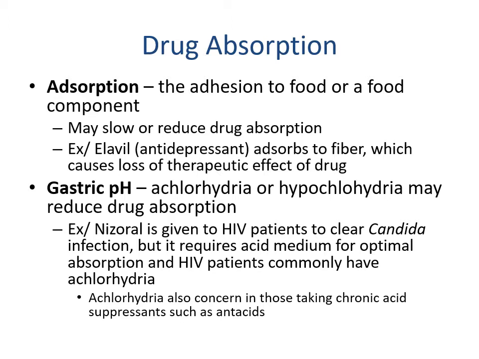We also have to consider gastric pH. So achlorhydria or hypochlorhydria may reduce drug absorption. For example, the drug Nizoral is given to HIV patients to clear candida infections, but it requires an acidic medium for optimal absorption, and HIV patients commonly have achlorhydria. Achlorhydria is also a concern in those taking chronic acid suppressants, such as your Prilosec, Nexium, etc.